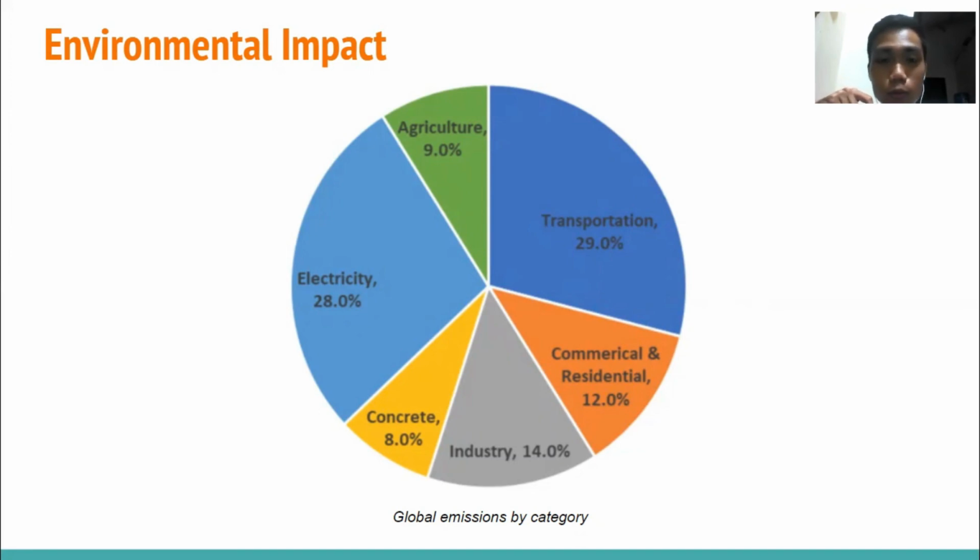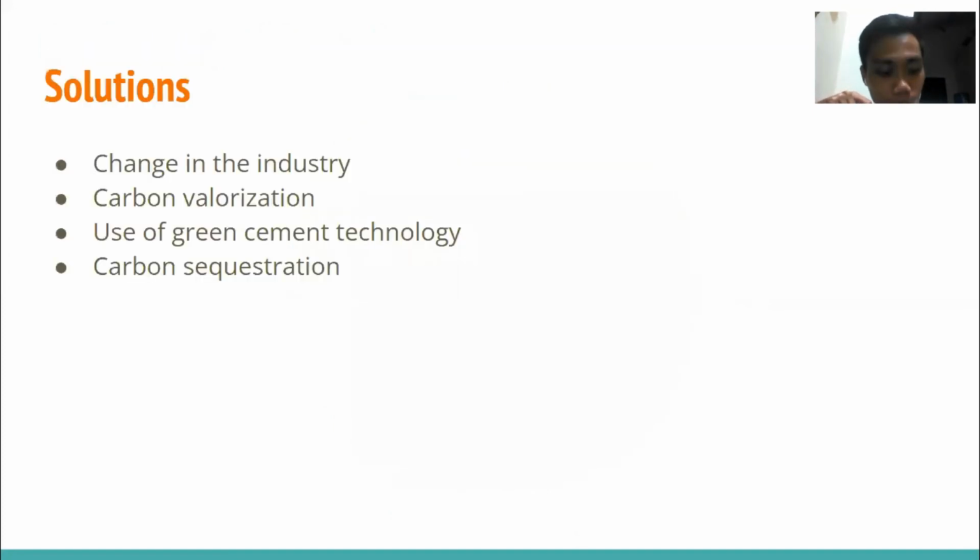Now, there are actually some solutions that can be considered to fight this problem. So, the first one is the change in the industry, and it can only be possible with the participation of the leading global cement companies or concrete companies to be able to make a significant change to reduce their environmental footprint. Next is carbon valorization. This is the conversion of waste carbon dioxide into valuable products such as feedstocks or fuel, which can actually be sold.